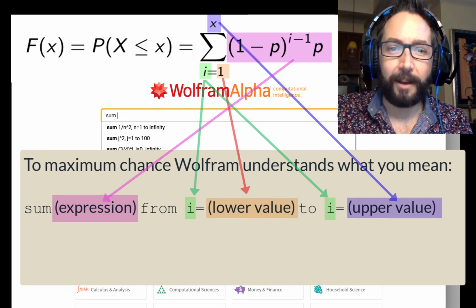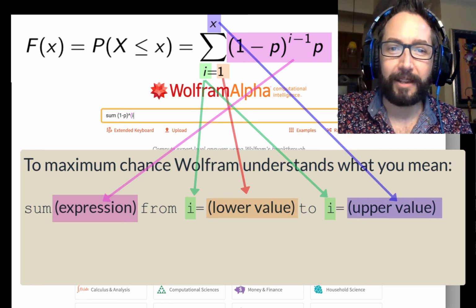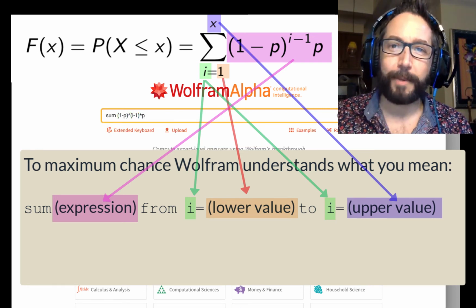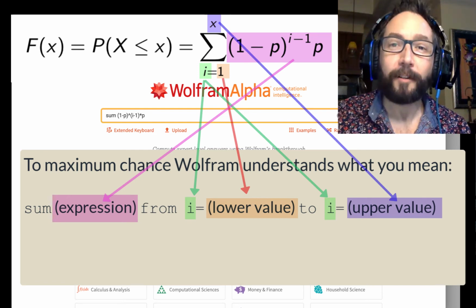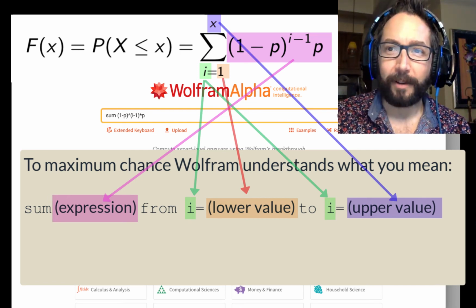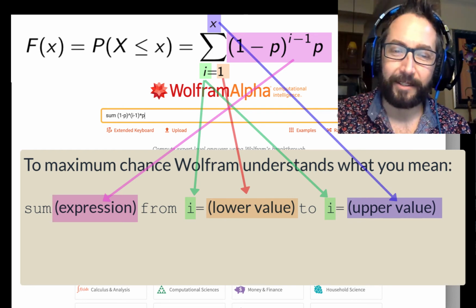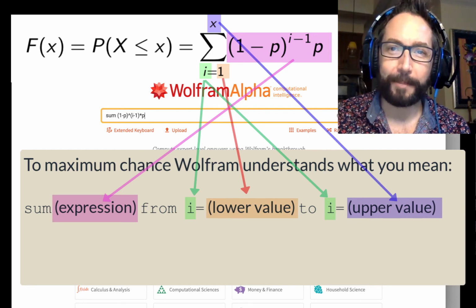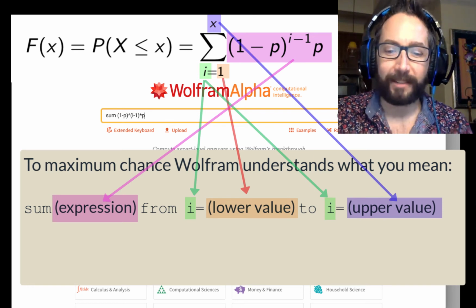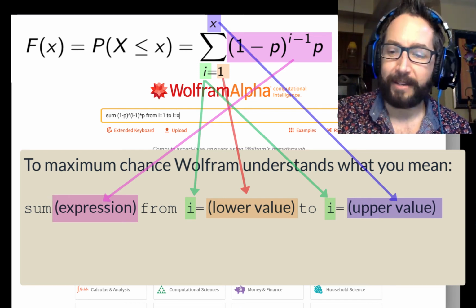I want to take the sum of (1 minus p) raised to the i minus 1 power times p. I want the probability of observing at most a value of little x. So I want to take this term here and go from i equal to 1, 2, 3, 4, all the way up to x. So I want to take the sum of that from i equal to 1 to i equal to x. And it's as easy as that.